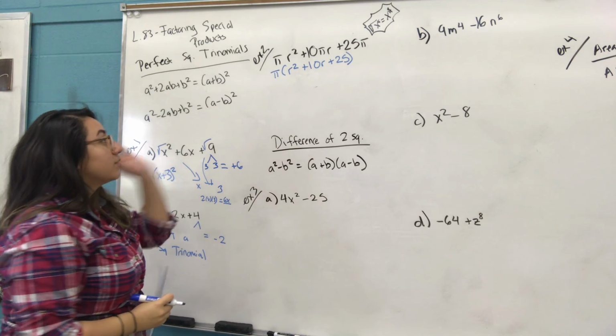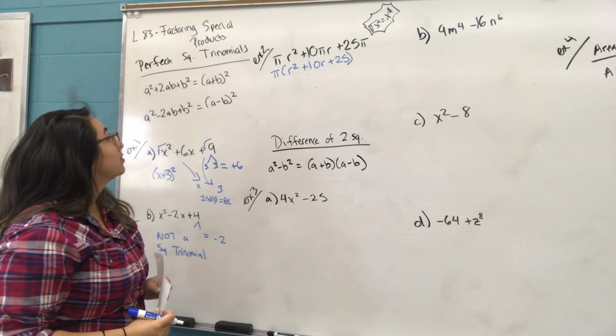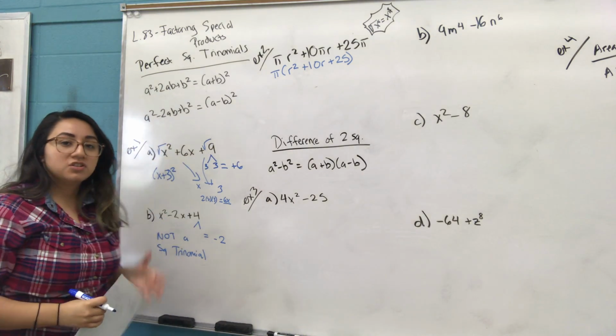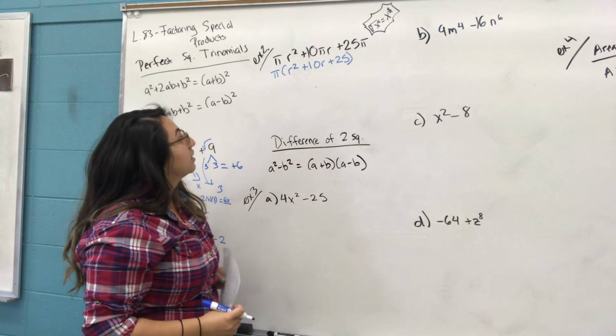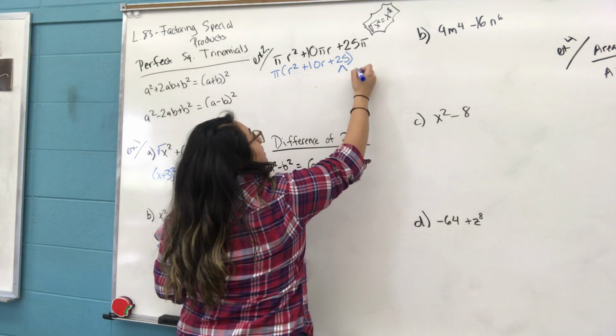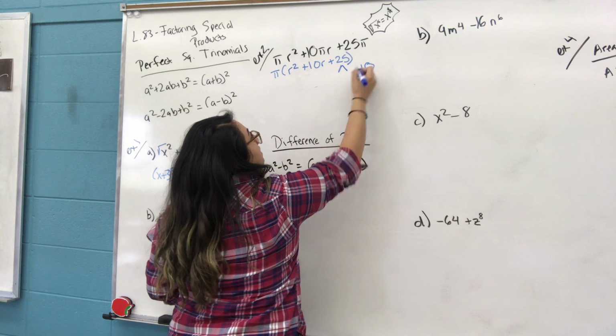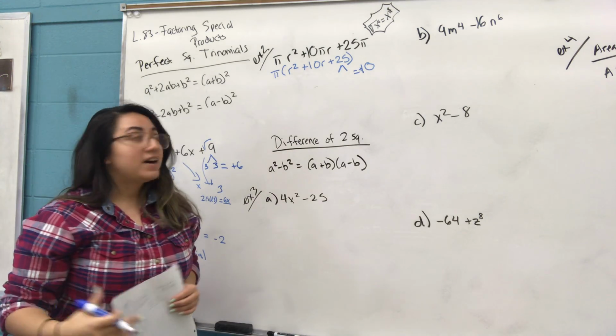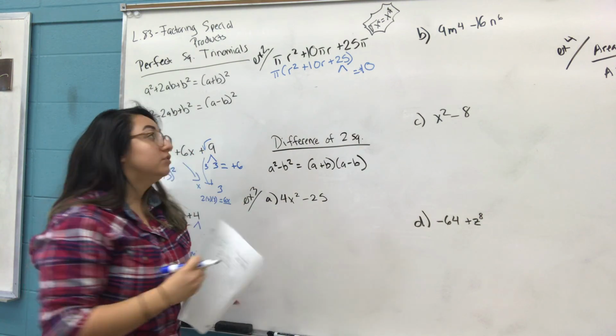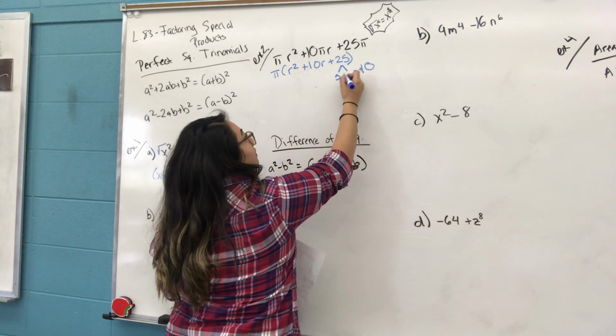So let's say here we have a trinomial. Let's go ahead and try, not this way, just the normal way of finding factors of c that equal b. So positive 10. Factors of 25 that equal 10, that would be 5 and 5.